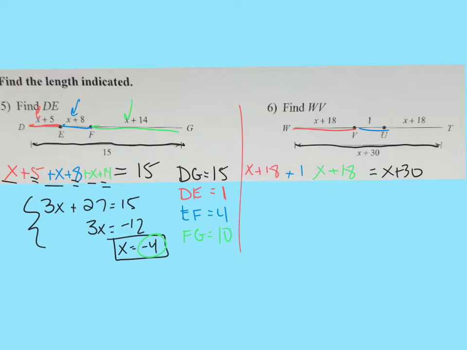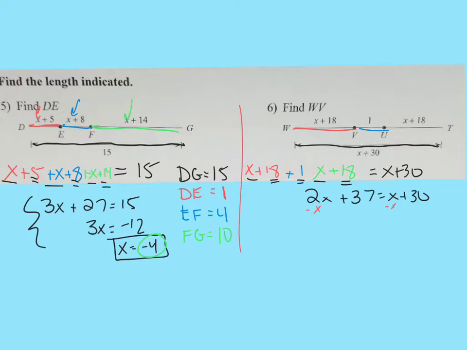Alright, so now I'm going to add up my like terms. x and x is 2x. 18 and 18 is 36, plus 1 is 37, so I have 2x plus 37 equals x plus 30. I'm going to subtract x from both sides to get all my x's on one side. That's just simple PEMDAS backwards.